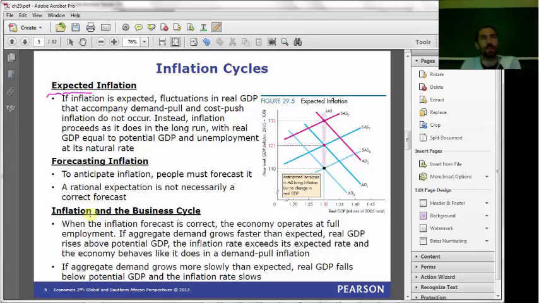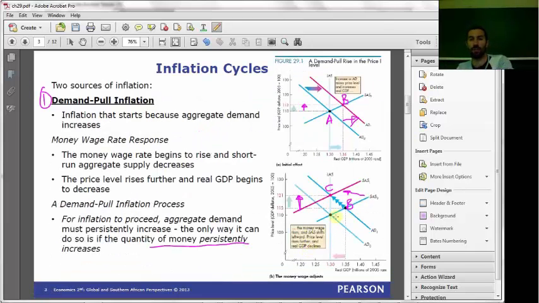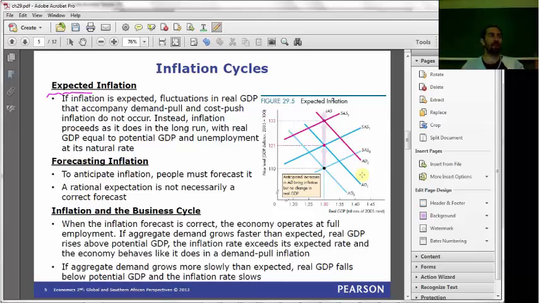So how is this then related to the business cycle? When the inflation forecast is correct, then the economy operates roughly at full employment. Right? Remember, it's when our inflation expectations deviate from actual inflation that we end up away from full employment. If, however, for example, aggregate demand grows faster than expected, then what would happen? Real GDP would rise above potential GDP. The inflation rate would exceed the expected inflation rate, and the economy behaves like it does with demand pull inflation. In other words, we end up with this situation, which then gets met by an increase in production costs and more inflation. So that's what the Reserve Bank wants to try and avoid.